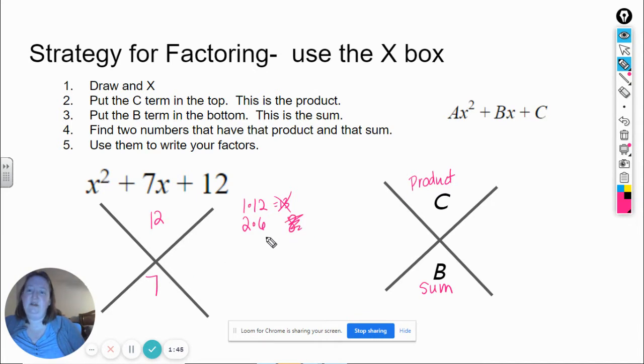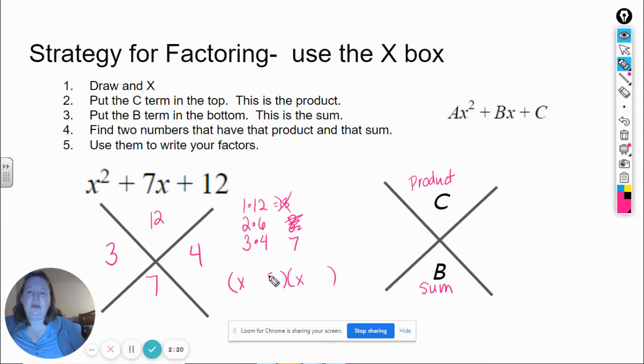I'm looking for 7. Okay, so what is 3 times 4? Oh, when I add those together, I get 7. So therefore, this solves my problem. This solves my puzzle. I put a 3 here and a 4 there. It does not matter. You could have put a 4 here and then a 3 here. It doesn't matter. But that is how I figure out what my two factors are. Okay, so I'm saying that this is the product and these are the factors. It's like the reverse of foiling.